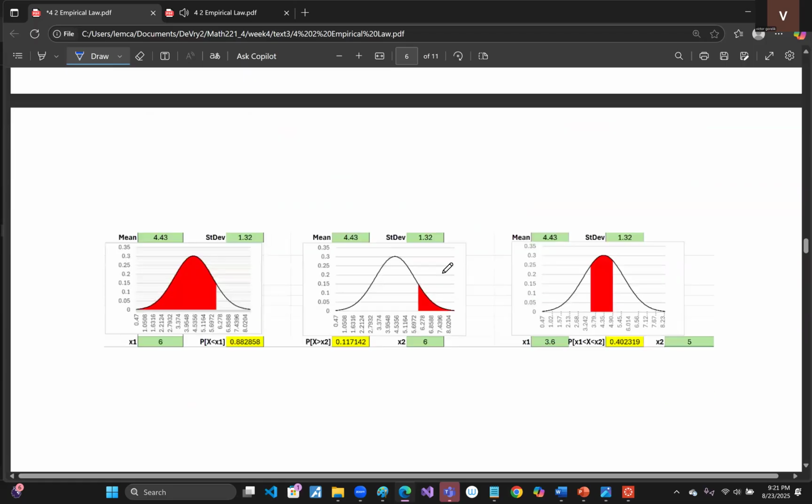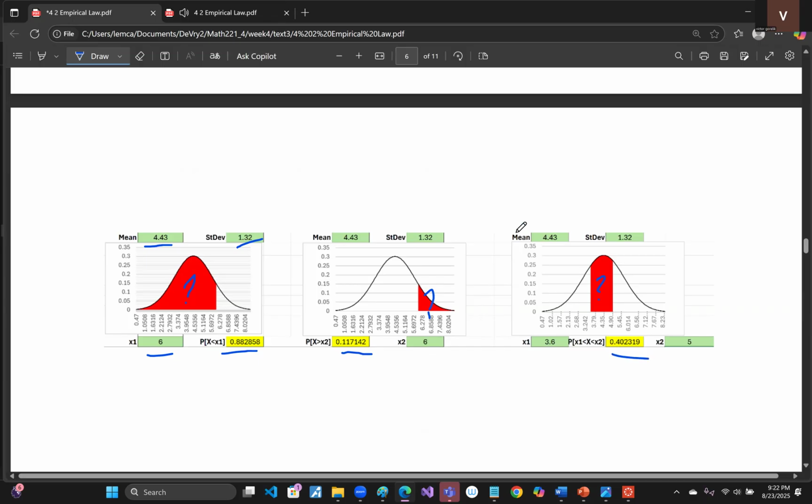Example. The mean of the waste generated per person per day in the US is 4.43 pounds. The standard deviation is 1.32 pounds. What is the probability that a random person generates A, less than 6 pounds of waste per day? B, more than 6 pounds of waste per day? C, between 3.60 and 5 pounds of waste? This problem is easy to solve with the help of Book 4 or with the help of Colab 4 cells 1, 2, and 3. The answers are 0.88, 0.12, 0.40.